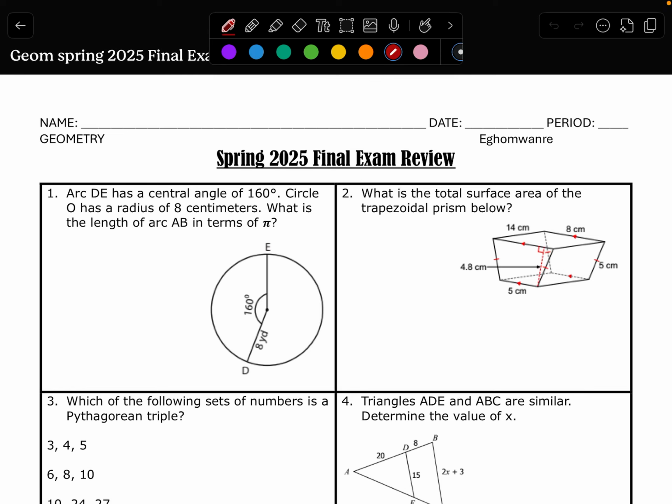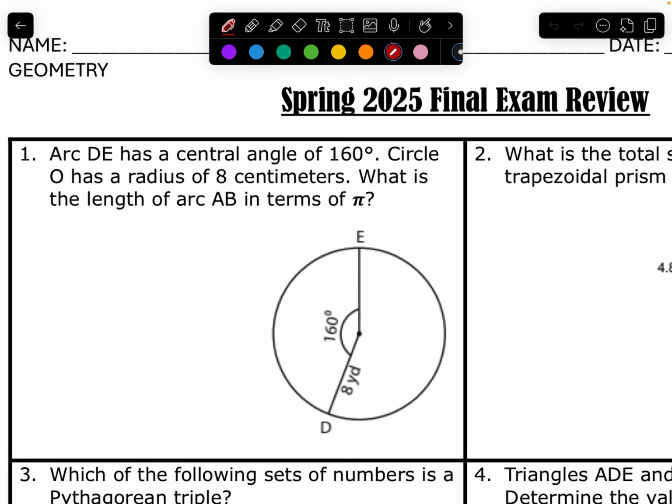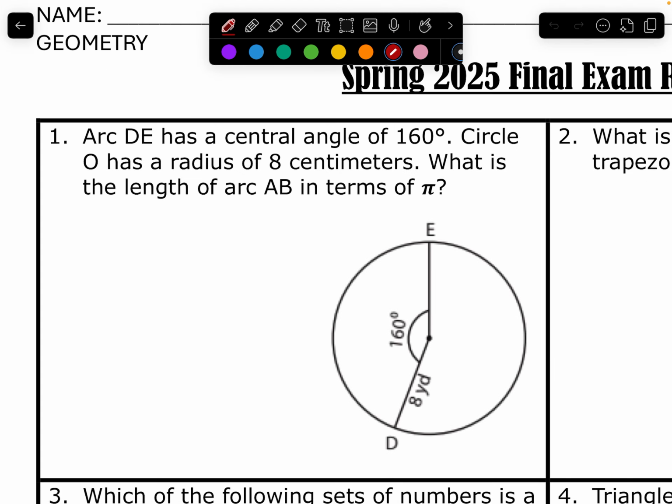All right, we made it. Spring 2025 final exam review. Let's get into it. Number one, arc DE has a central angle of 160 degrees.